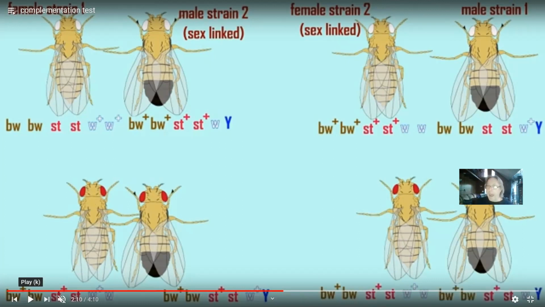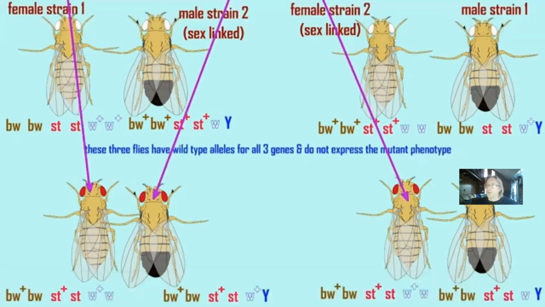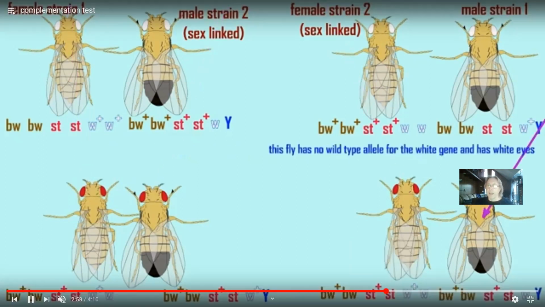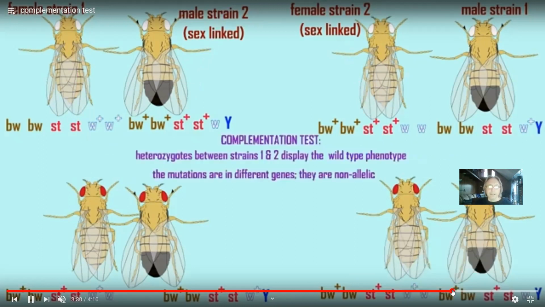But if you didn't know that, how would you know that strain 1 from this lab is a mutation in the same gene as strain 2 from this other lab? You would do a complementation test. If heterozygotes between the 2 strains have the wild type phenotype, these are not alleles of the same gene, and so therefore they would be in different genes. And so with the complementation test, we've pointed out that these are not alleles of the same gene.